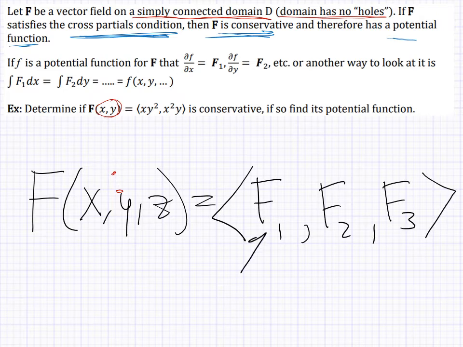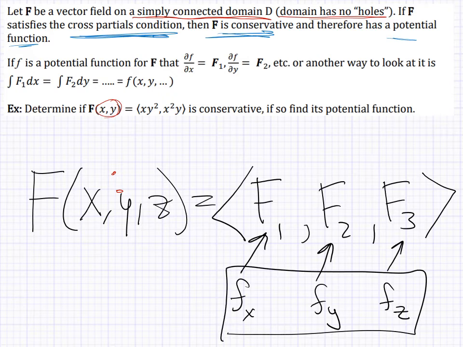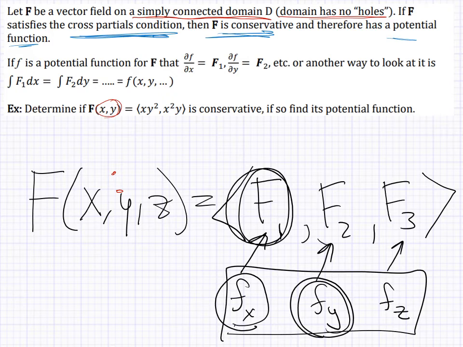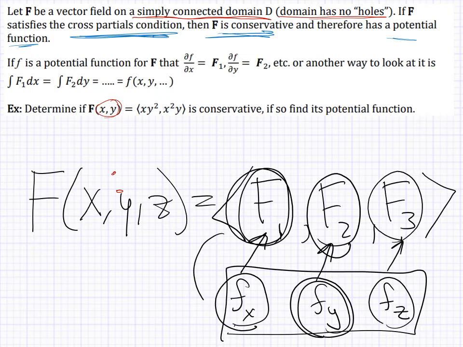What we're saying is that this is the partial of some function with respect to x. This is the partial of that exact same function with respect to y. And this is the partial of that exact same function with respect to z. If this is conservative and we're trying to find a potential function, we're trying to find the function such that the derivative of it with respect to x is equal to this first component. The derivative of that exact same function with respect to y is this component, and same thing for the third. And we're trying to go back and find the function itself.